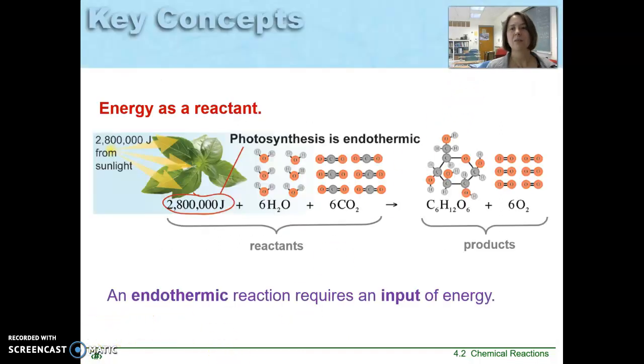Let's look at an example. Energy going in: photosynthesis. As we know, energy is absorbed during the chemical reaction. It's like energy is a reactant. So please write this down. Photosynthesis is endothermic, and it requires an input of energy. And that energy comes from sunlight.